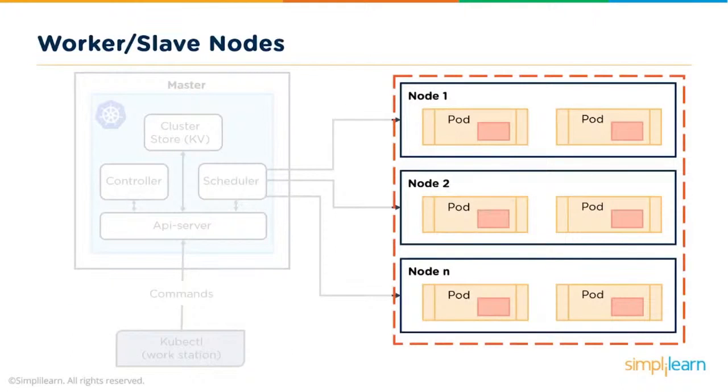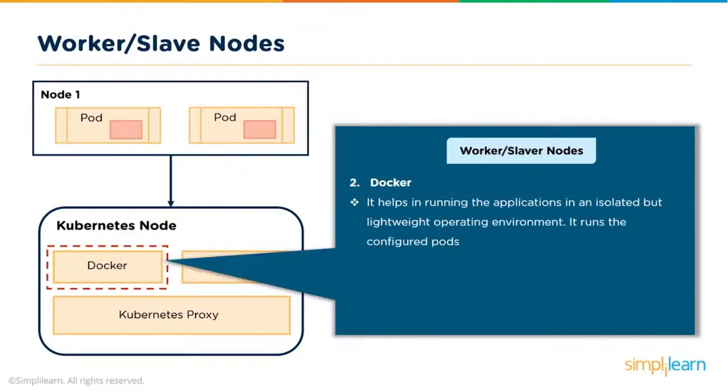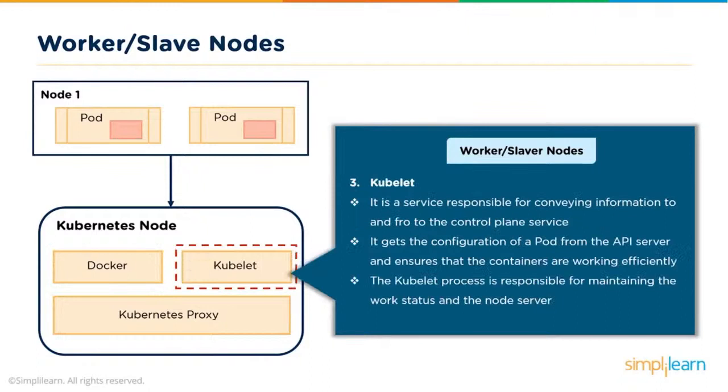So your node environment is where all the work that you do with your containers gets pushed out to. A node is really a combination of containers, and each container will logically run together on that node. So you'd have a collection of containers on a node that all make logical sense to have together. Within each node, you have Docker, and this is your isolated environment for running your container. You have your kubelet, which is a service for conveying information back and forth to the master about the actual health of the Kubernetes node itself.